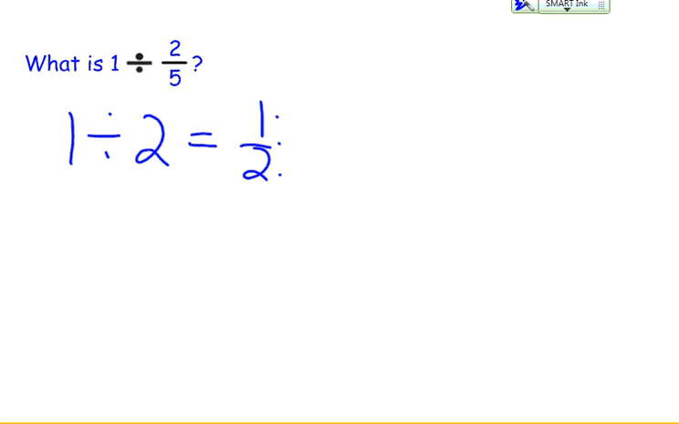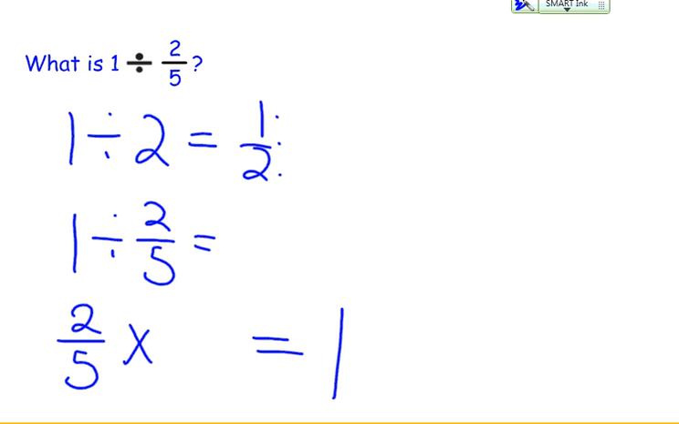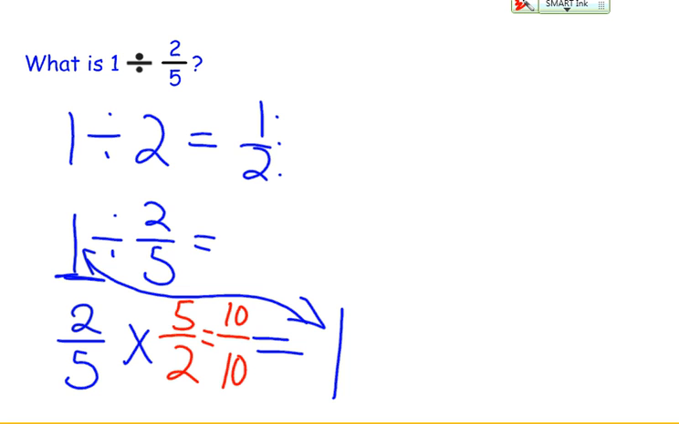Right? 1 divided by 2/5. If I say 1 divided by 2/5, it's going to equal something. Or I can just rewrite this and say, okay, if I'm going to take 2/5 and multiply by something, I'm going to equal 1. Because our product and our dividend are the same. Right? Flip it quick. We can see that 5 over 2 is going to give us 10 over 10, which is going to be equal to 1.